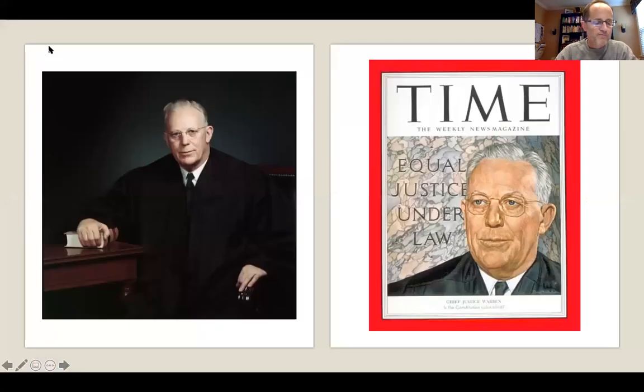Earl Warren was an incredibly famous politician who served as Chief Justice from 1953 until 1969. He presided over what scholars call a constitutional revolution. He was a Republican appointed by Dwight David Eisenhower. Prior to that, he was governor of California for a decade.